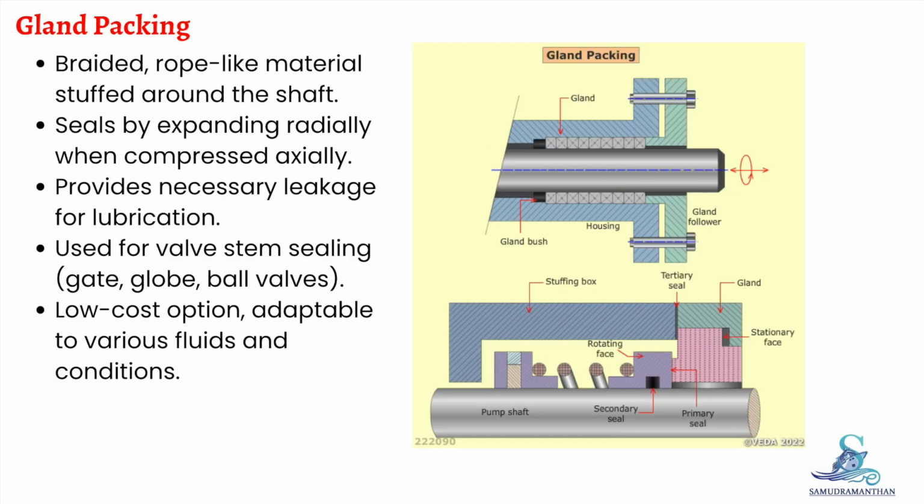Gland packing is a braided rope-like material stuffed around the shaft. It seals by expanding radially when compressed axially. Its features are: it provides necessary leakage for lubrication. It is used for valve stem sealing in gate, globe, and ball valves. It is low-cost and adaptable to various fluids and conditions.